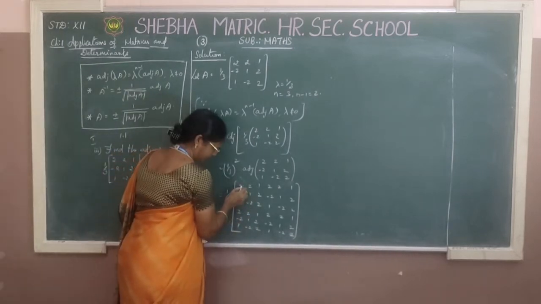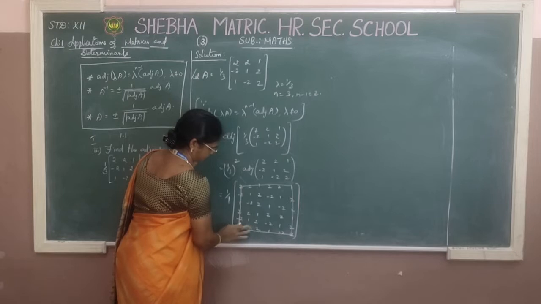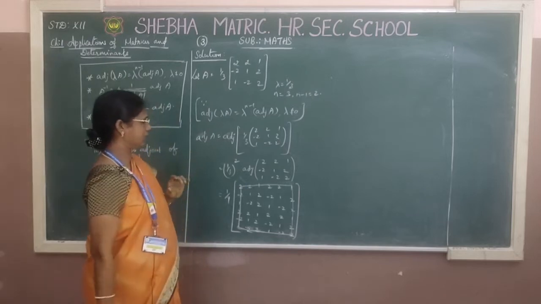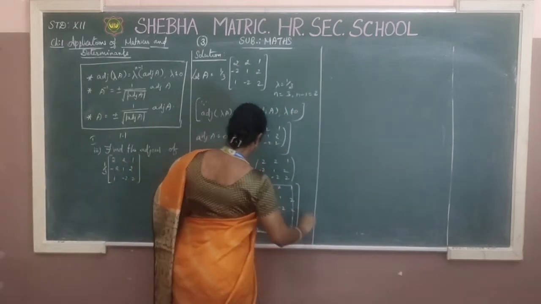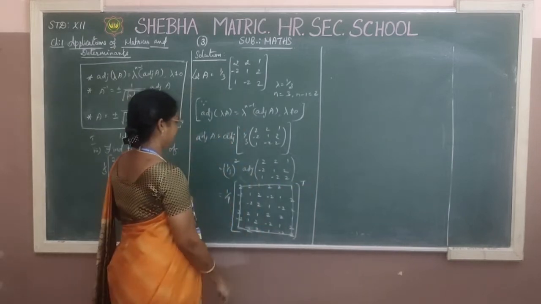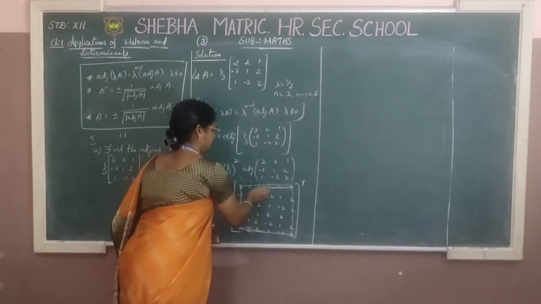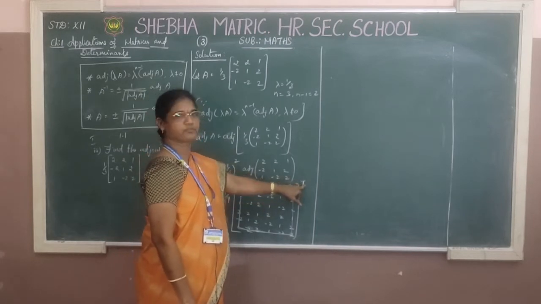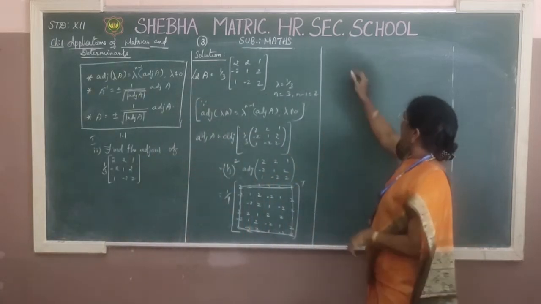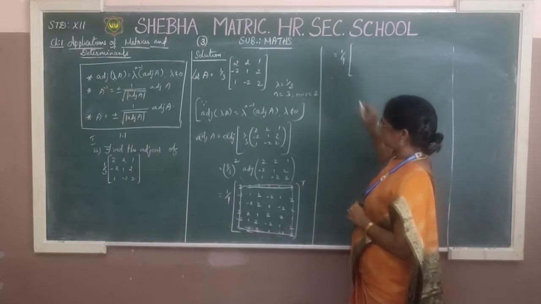Next, neglect all the corner elements. The next step is to put one transpose. This is our cofactor matrix. The transpose of the cofactor matrix is the adjoint, you know very well. And it is equal to 1 by 9. Keep this aside and write in the matrix form.